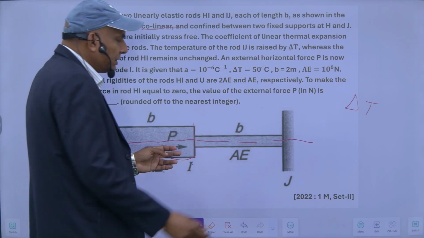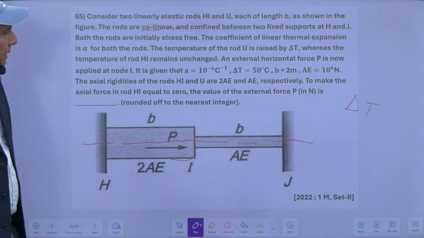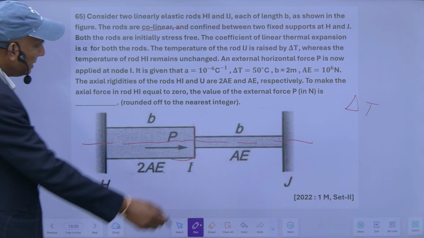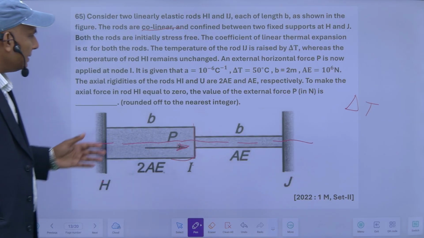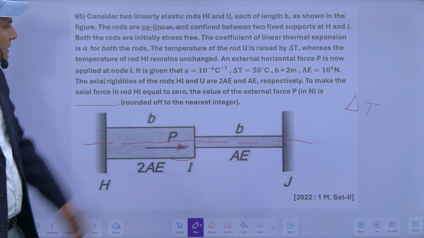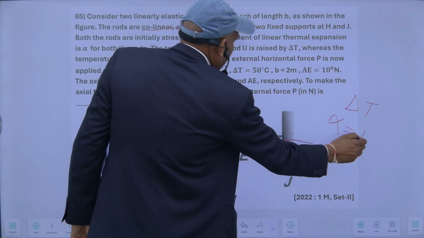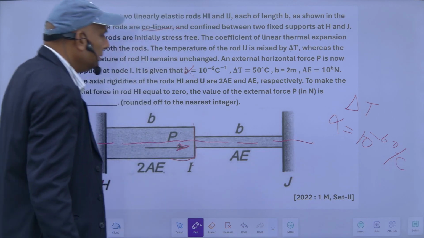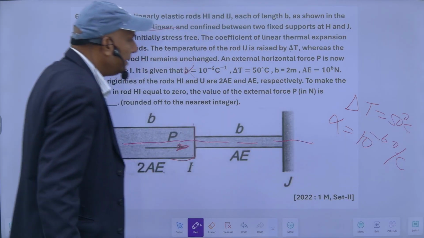Only the temperature of this portion changes. So this is the condition. An external horizontal force P is now applied at this node. You have applied a force here. It is given that alpha, the coefficient of thermal expansion, is equal to 10 raised to the power minus 6 per centigrade, and delta T is equal to 50 degree centigrade.